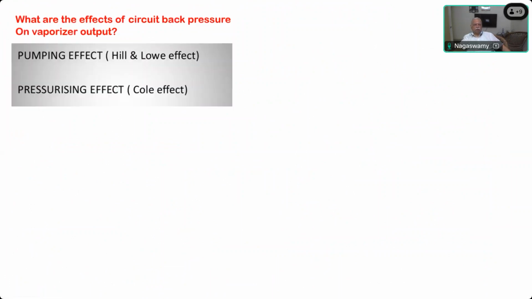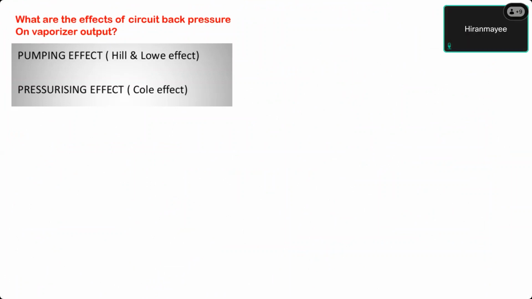Effects of back pressure. This is another common question with regard to vaporizers, on which you should have a very good concept. There are two effects produced by the back pressure. That is when you do controlled ventilation and keep all the valves closed, and when you squeeze the reservoir bag, or your ventilator is giving a positive pressure, then what happens? The gases not only travel towards the patient's lungs through the common gas outlet, part of the gas will try to go back towards the vaporizer and the back bar. So this is called the back pressure effect. And this back pressure effect is defined as pumping effect and pressurizing effect. Can anyone tell me what is the effect of the pumping effect on the vaporizer output or concentration delivered, and what is the effect on the vaporizer output by the pressurizing effect?